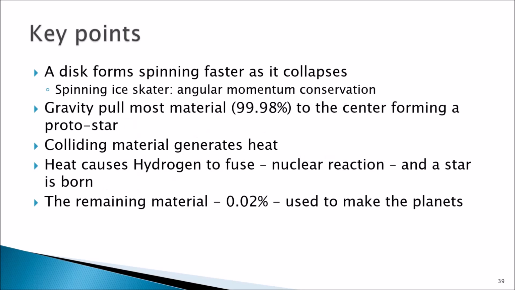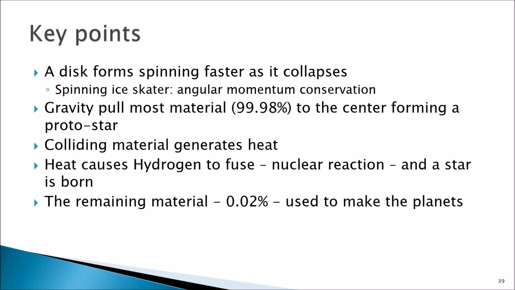So a disk gets formed, and as it becomes smaller, it spins faster. And just like the spinning ice skater, as they pull in their arms, their spins pick up speed. And that's what happens here in this disk. It's the conservation of angular momentum.